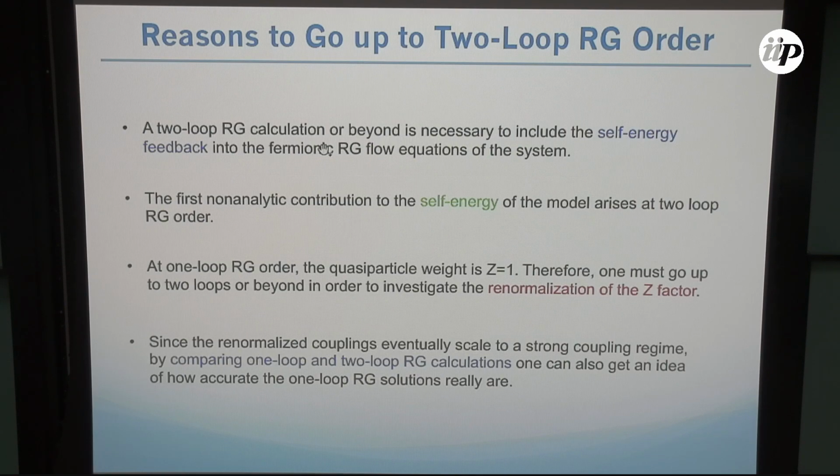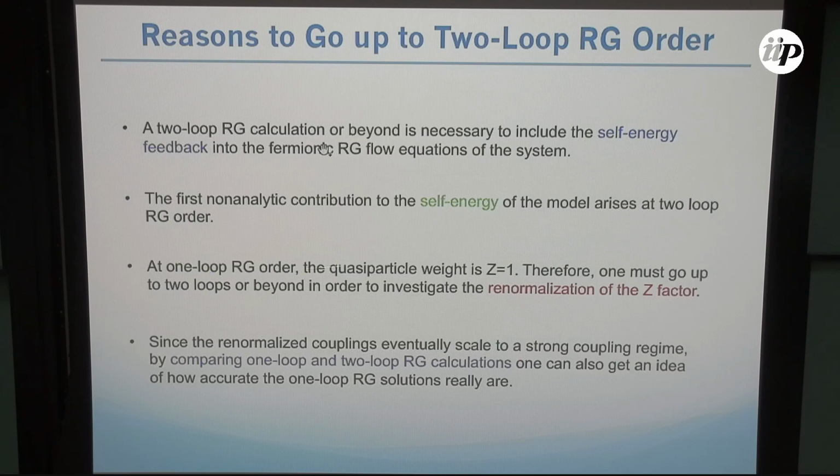Okay, this might sound a bit technical, but it is not. Actually, it's physical. I'm just showing here some reasons why one should go at least to two-loop order in the RG scheme. A two-loop RG calculation, or beyond, is necessary to include the self-energy feedback into the RG flow equations. And actually, the first non-analytic contribution to the self-energy arises at two-loop level.